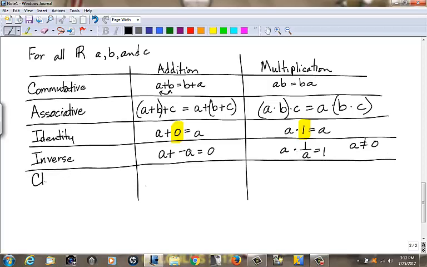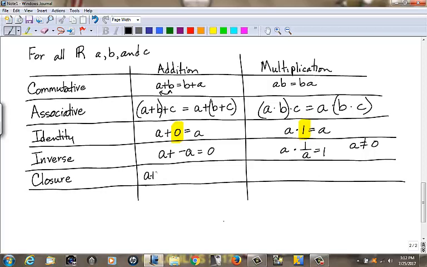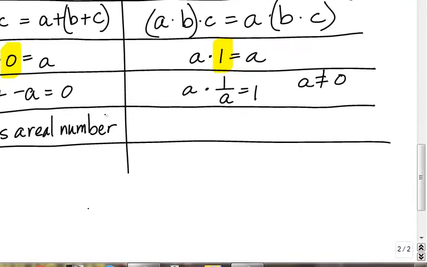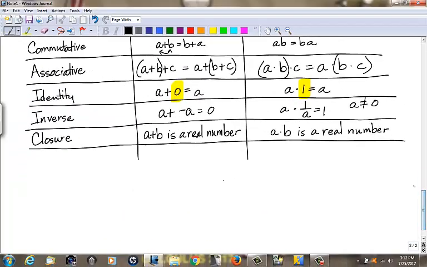Then the author also talks about closure. The closure property says that if you take two real numbers, A plus B, you're going to get a real number back in the set. Closure means you get a number back in the set. And if you multiply two real numbers, you get a real number, which means you get a number back in that set.